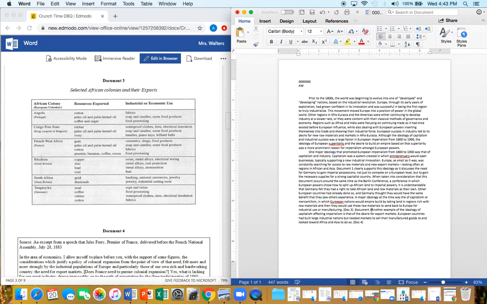Document 3, a chart displaying African colonies, African regions imperialized by European colonies.